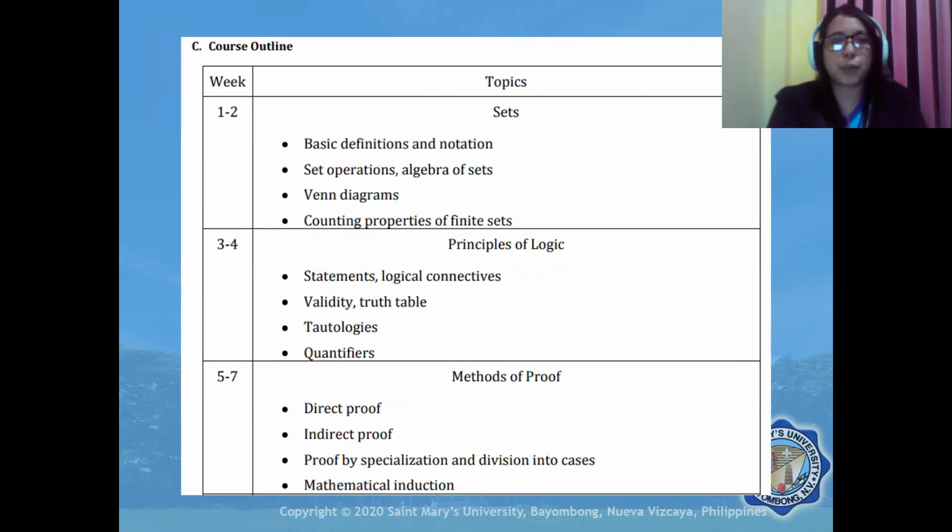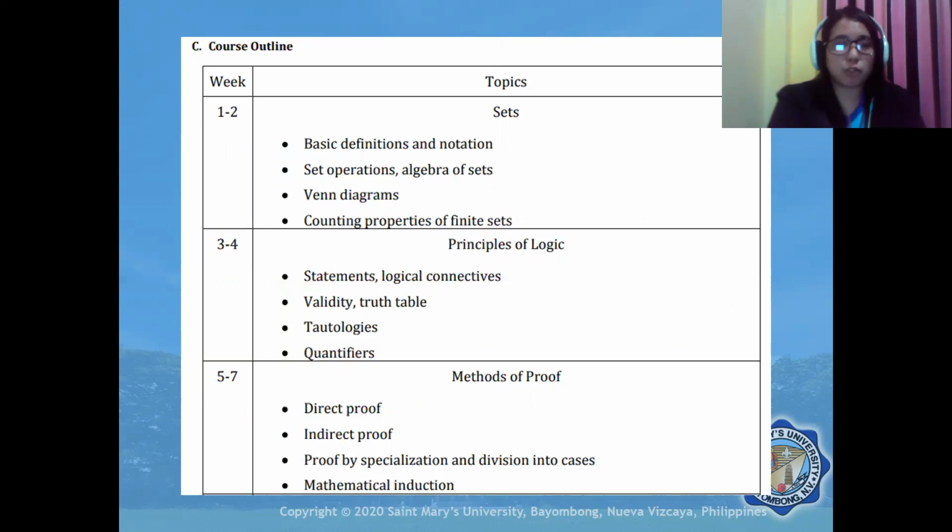So this is our course outline. For the first 2 weeks, we are going to discuss sets, particularly basic definitions and notations, set operations, algebra of sets, Venn diagrams, and counting properties of finite sets. For the third to fourth week, we are going to talk about principles of logic, which includes statements, logical connectives, validity, truth tables, tautologies, and quantifiers.